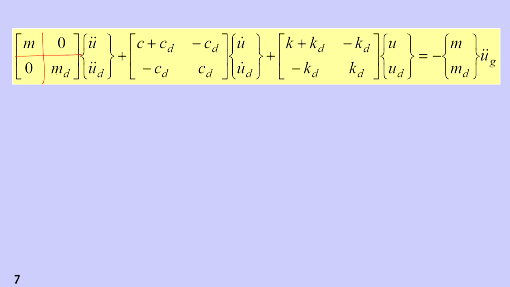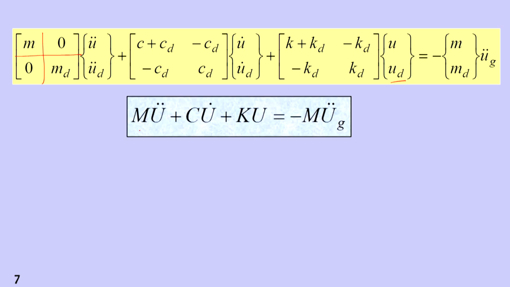So, the mass matrix is M 0 0 MD, multiplying U double dot and UD double dot, plus the damping matrix C plus CD, minus CD, minus CD, CD, multiplying U dot, the velocity of the primary system, and UD dot, the velocity of the damper, plus the stiffness matrix K plus KD, minus KD, minus KD, KD, multiplying U and UD. U is the displacement of the primary system, and UD is the displacement of the damper. M U g double dot is the force acting due to earthquake ground motion, and MD U g double dot is the force acting on the damper due to earthquake ground motion. So the total equation of motion is M U double dot plus C U dot plus K U is equal to minus M U g double dot.